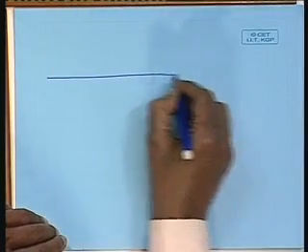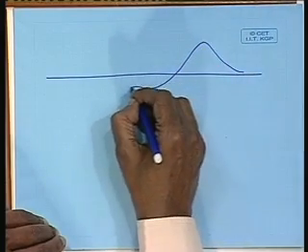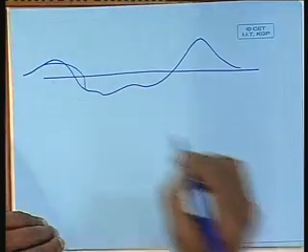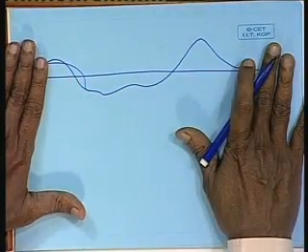So, the resultant wave may look something like, you have the forward wave here coming up, may look something like this. It may look something like this.